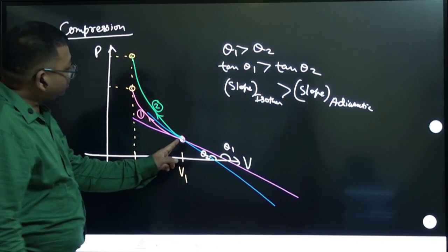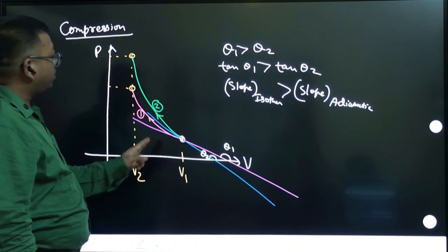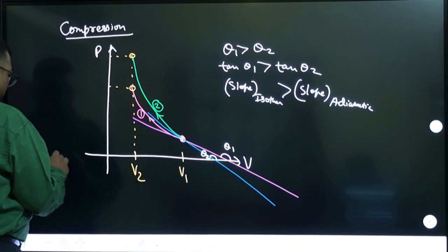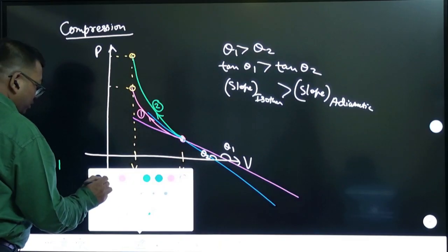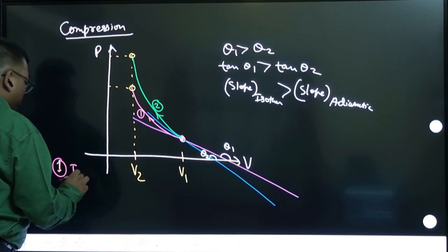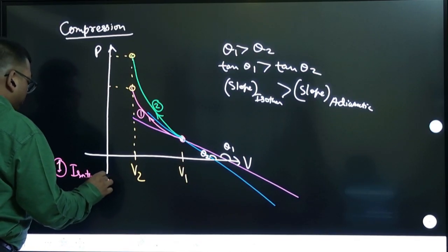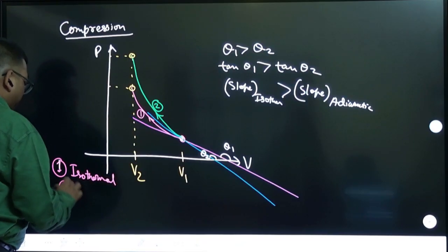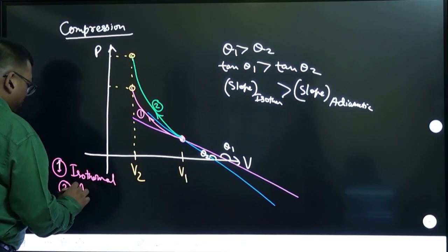Okay. So now you see this below graph. This below graph is isothermal. The first graph, the one below, is isothermal. And the above graph is adiabatic. The second graph is adiabatic.